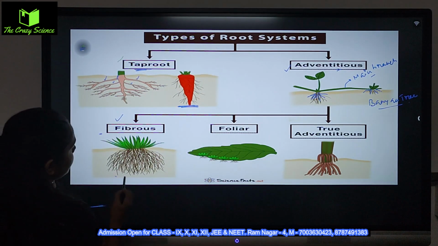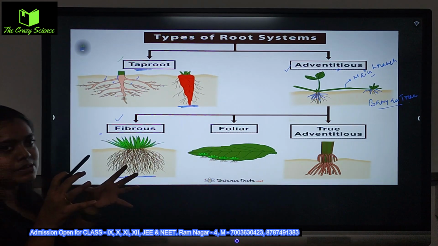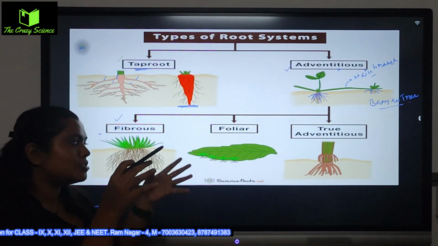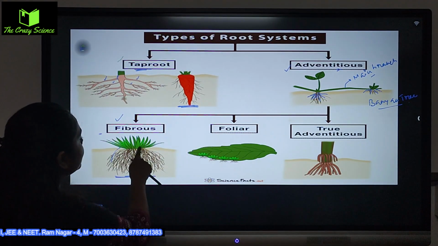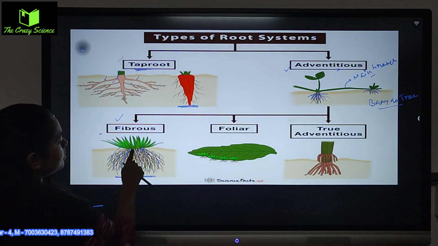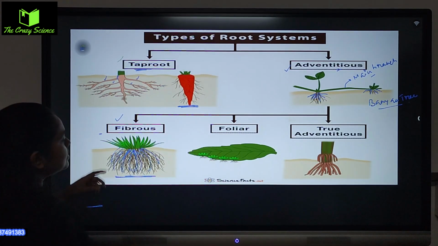This is a fibrous root. Fibrous is just like a bunch type. It's just a lot of roots together with each other. Okay, they will be with each other. This is called the fibrous.